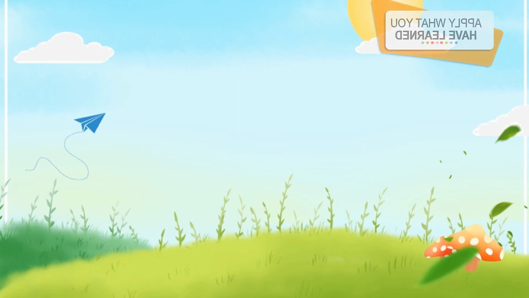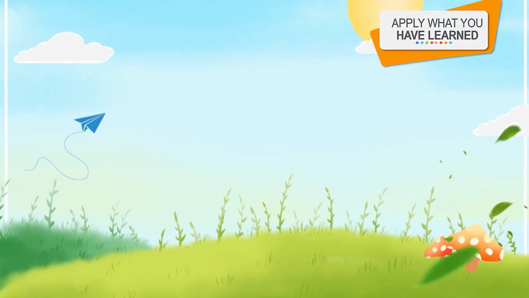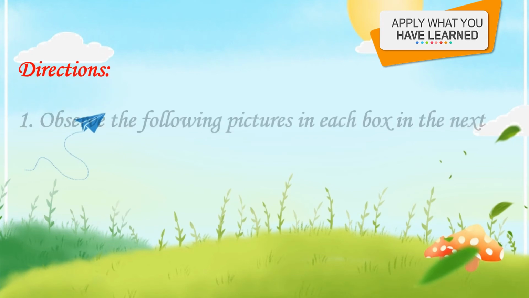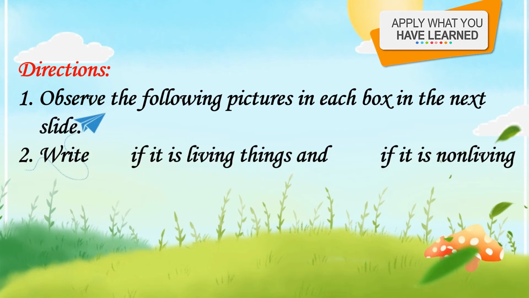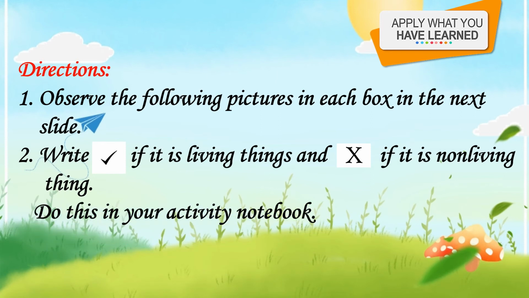This time, kids, let us check your understanding about this lesson by accomplishing the next activity. Directions. First, observe the following pictures in each box in the next slide. Second, write check if it is living things and X if it is non-living thing. Do this in your activity notebook.